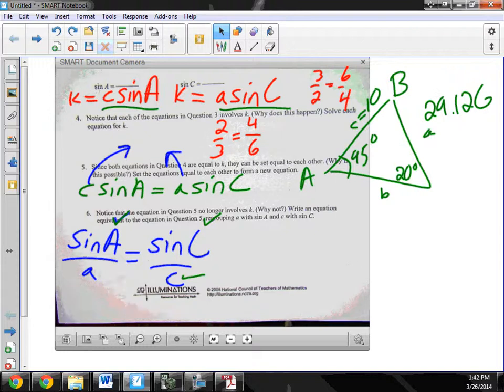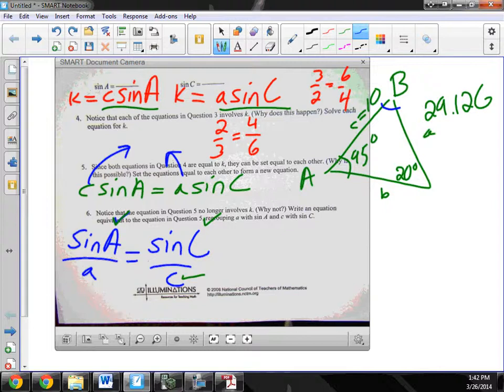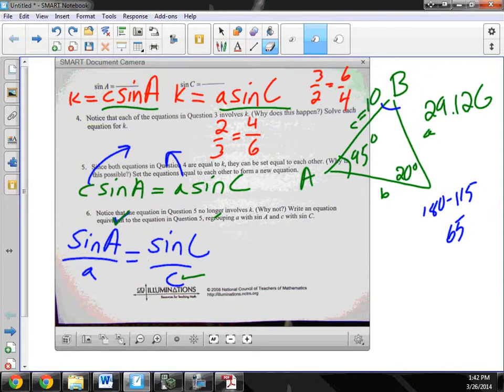Can I find the other two measures? How? Right, B is easy to find. 95 plus 20 is 125. Wait, 115. So 180 minus 115 is 65. And then I can change my formula, get rid of the C's and put in B's.